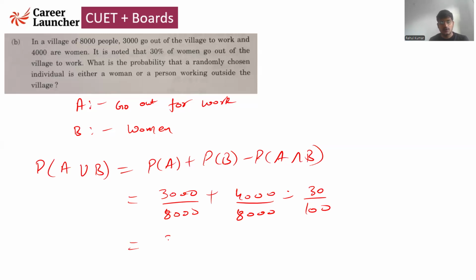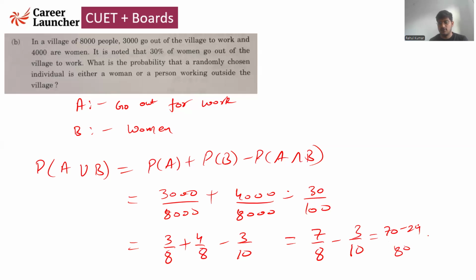Let's go with this. So you have 3 by 8 plus 4 by 8 minus 3 by 10. Okay, the number is quite difficult. So we have 7 by 8 minus 3 by 10. We can simplify this. So we have 70 minus 24 divided by 80. So we have 46 divided by 80. You can divide it by 2. Okay, 23 by 40 is your answer. I assume that you will find this.